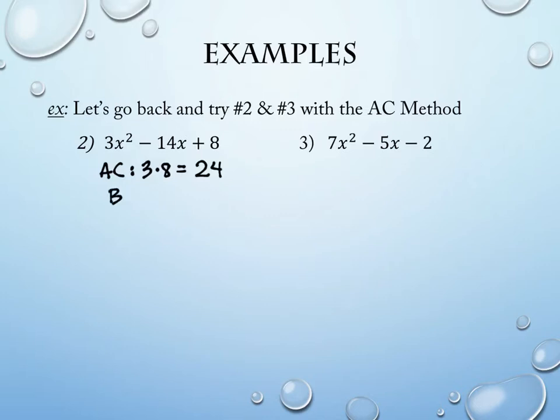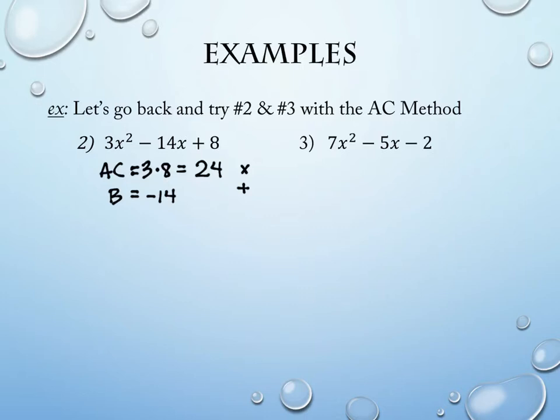The B value is negative 14. So I need two numbers that multiply to 24 and add to negative 14. Notice the only way that's going to happen is that they have to both be negative, right? That's not going to work otherwise. So what are two numbers that multiply to 24 and add to negative 14?